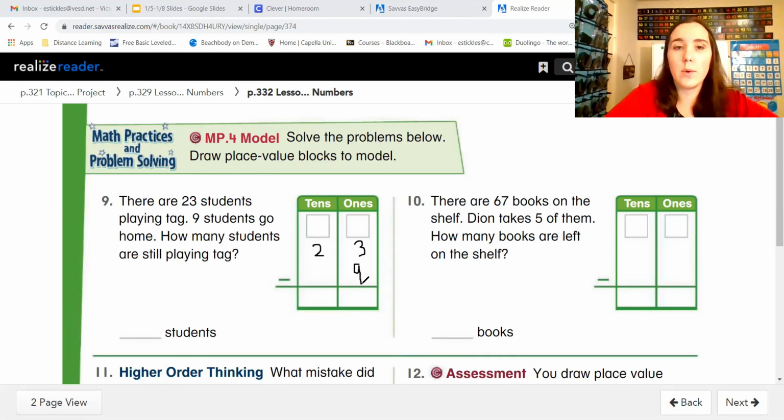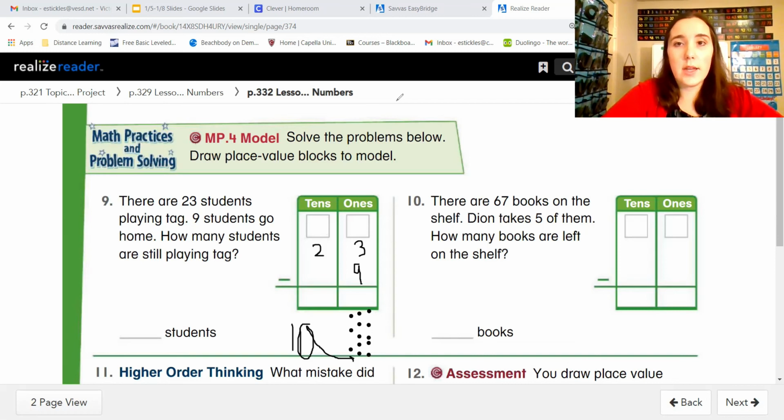So let's draw out 23 in place value blocks. I have 2 tens and 3 ones in 23. 1, 2, 3. Now let's see if I need to regroup. I have 3 ones and I want to take away 9. Do I need to regroup? Yeah, I do. So I'm going to take my 10 and I'm going to bring them over here and I'm going to draw 10 more ones. So now I have 1, 2, 3, 4, 5, 6, 7, 8, 9, 10.